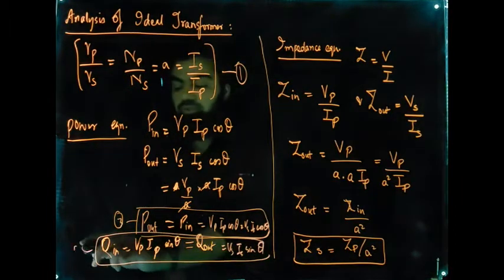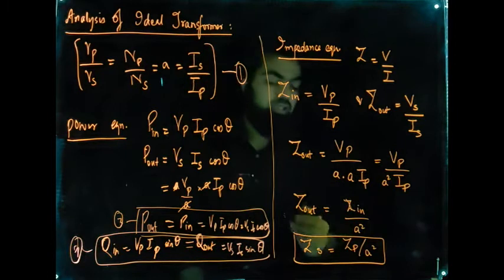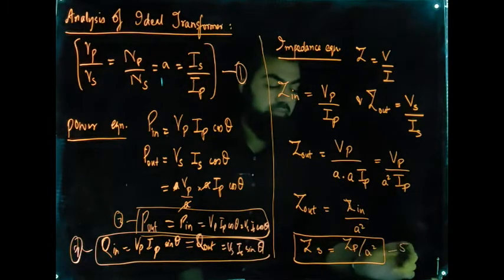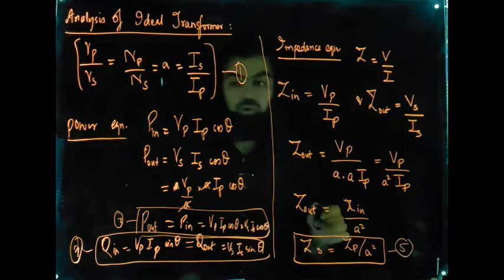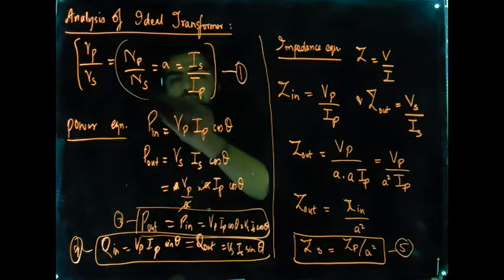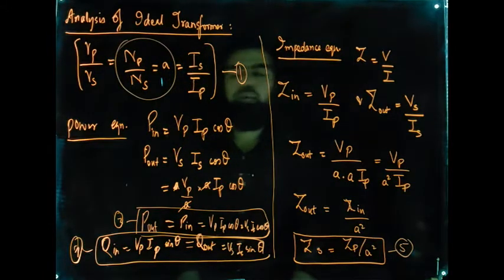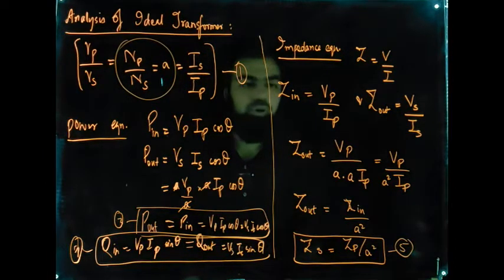This is equation number 4 that you remember. Equation number 5 will be this: Zs will be equal to Zp divided by A square, or Zp is equal to A square times Zs, where A is what? A is this term, Np divided by Ns. Np representing the number of turns of primary winding, Ns representing the number of turns of the secondary winding.